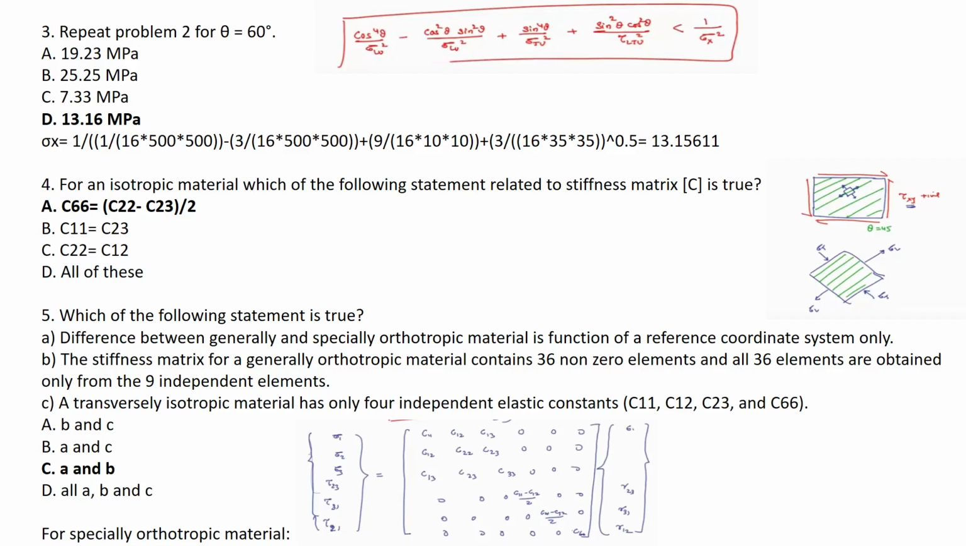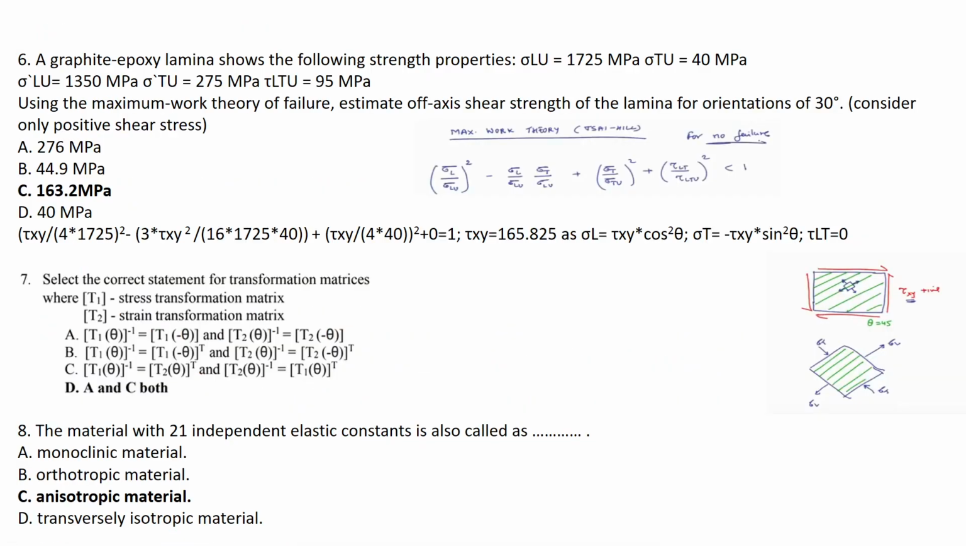Now the C option was that transversely isotropic material only has 4 independent constants. So we already know that isotropic materials depend only on two independent constants. Transversely isotropic material would also behave similarly, and therefore this C option is incorrect. A and B are the only correct options.